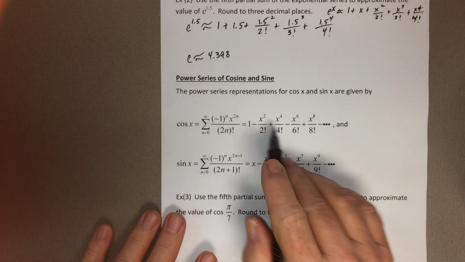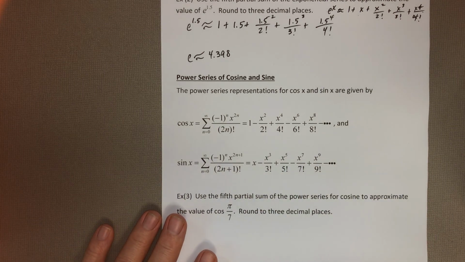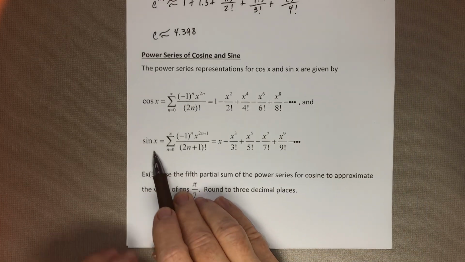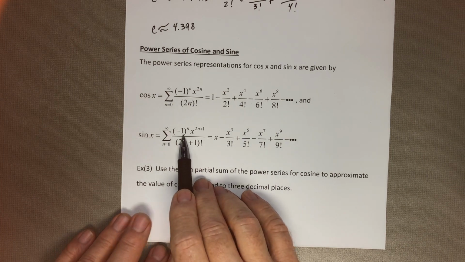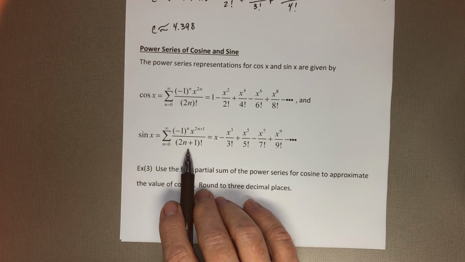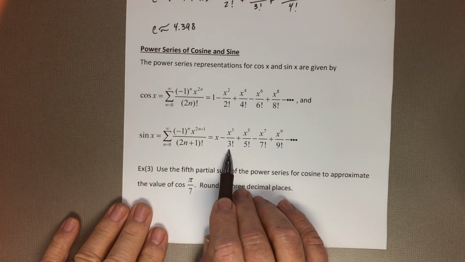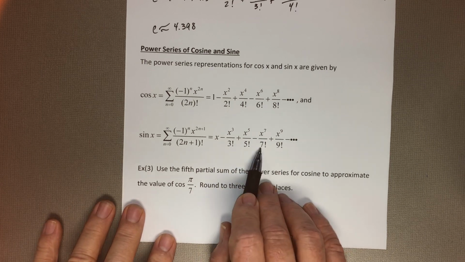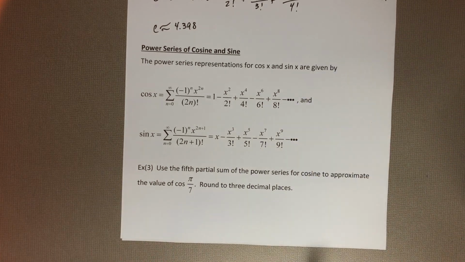Okay, and if you notice, those powers in the numerator are your even numbers, and so are these factorials down here. All right, so that's for the cosine. For the sine, the series is the summation from 0 to infinity of -1 to the nth power times x to the 2n plus 1 divided by 2n plus 1 factorial, all right? And it's x minus x cubed divided by 3 factorial plus x to the 5th divided by 5 factorial minus x to the 7th divided by 7 factorial plus x to the 9th divided by 9 factorial, and so on.